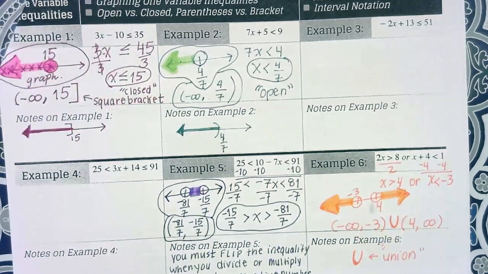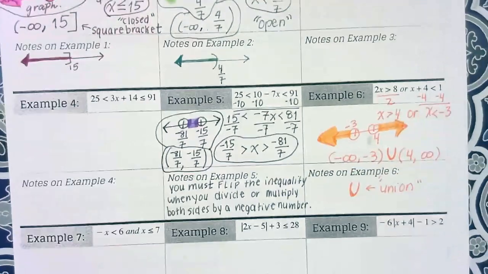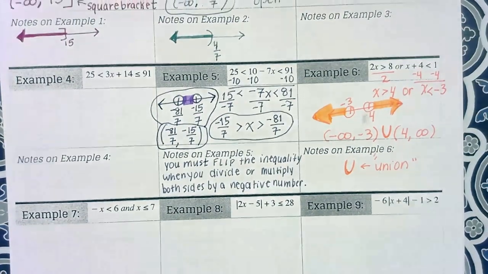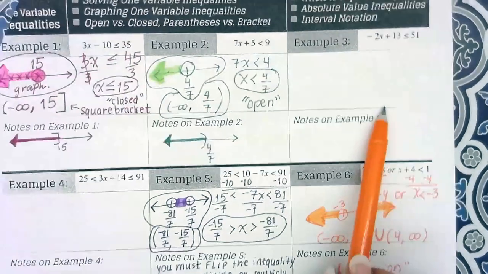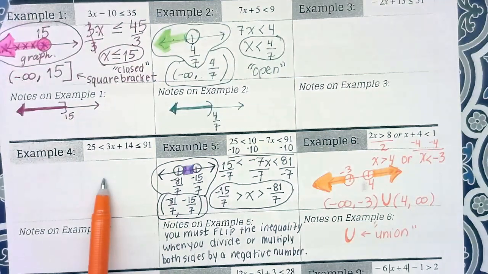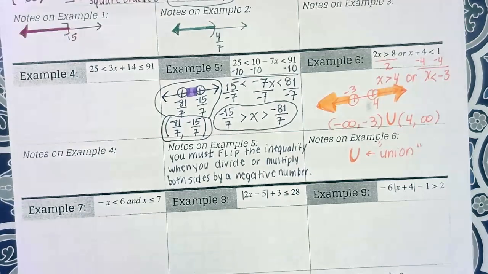So take your time, look through them, redo the same examples, okay? Do them again in your notebook paper. Then try example 3, example 4, and example 7. Do not worry about those yet, unless you remember absolute value inequalities. So we can save those.